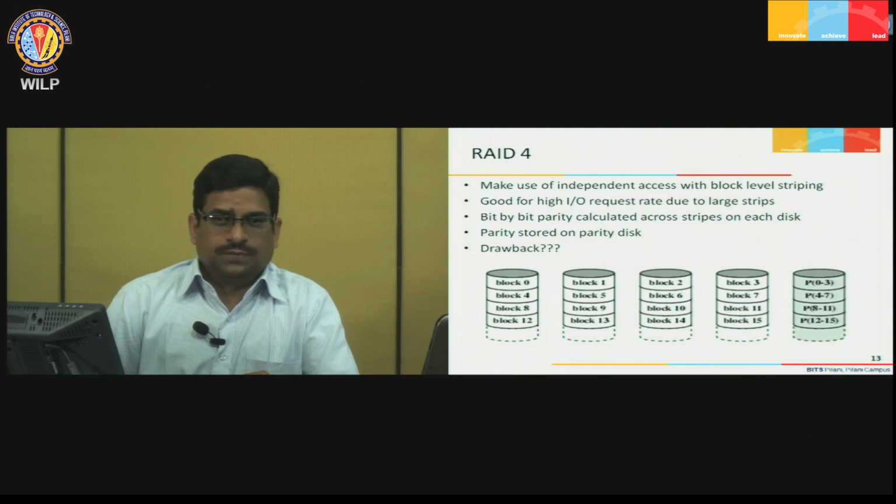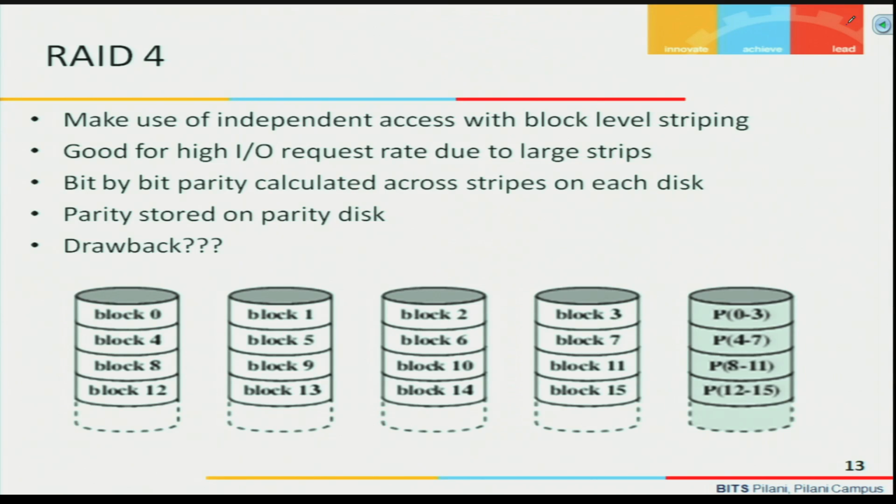Now, come to RAID 4, the next level. In RAID 4 the difference is that block-wise parity is stored, compared to bit-wise parity. From RAID 4 to RAID 6 we will see the block size, or strip size, is large. A block is nothing but a strip. Large strip size is good for a high IO request rate.